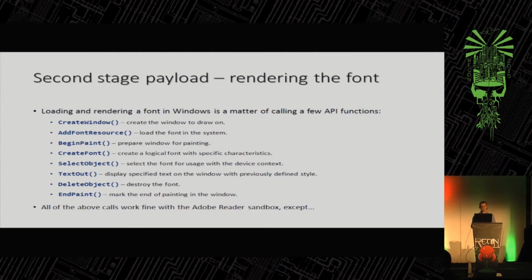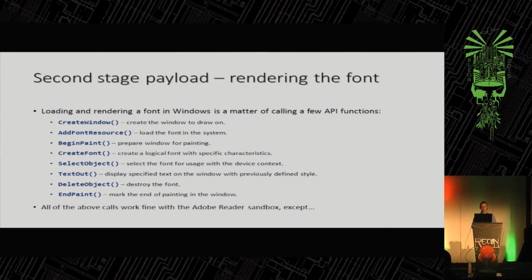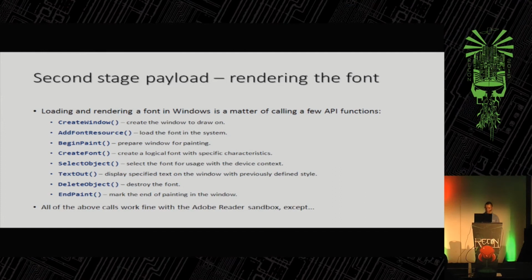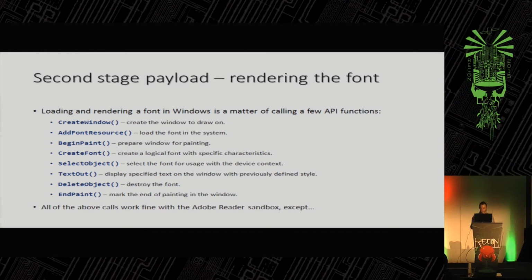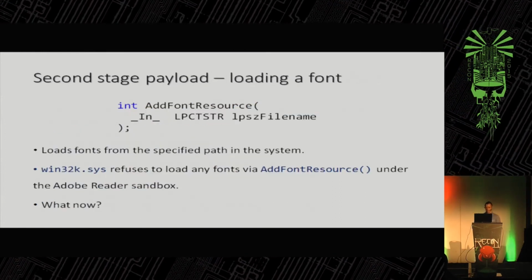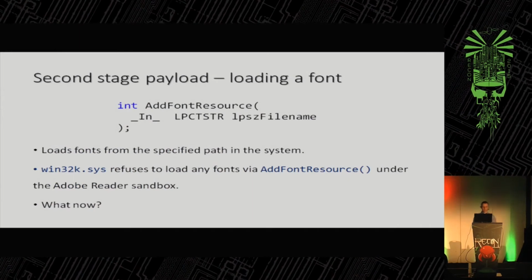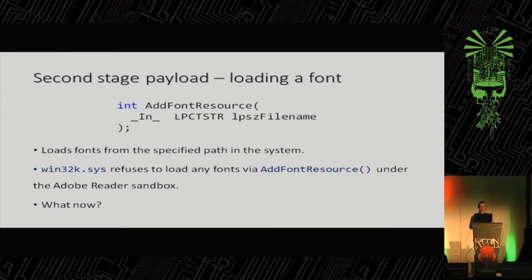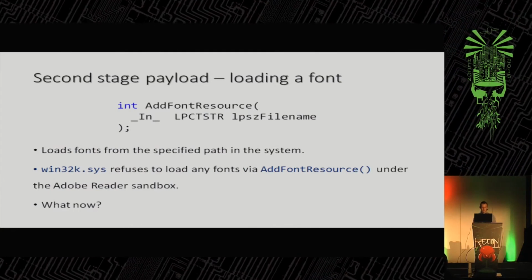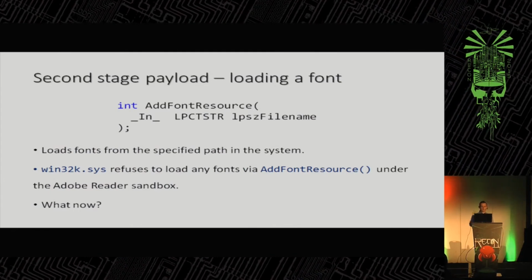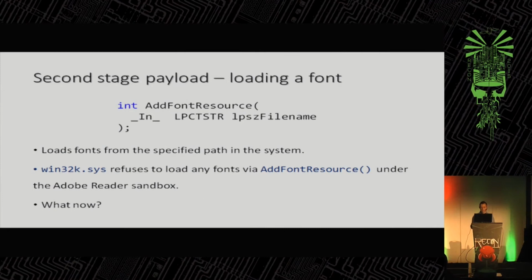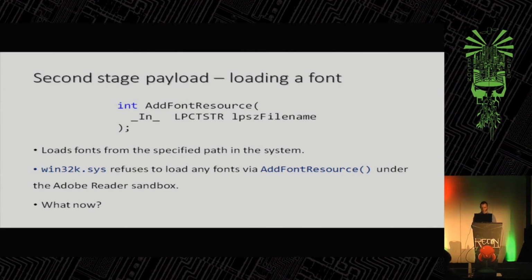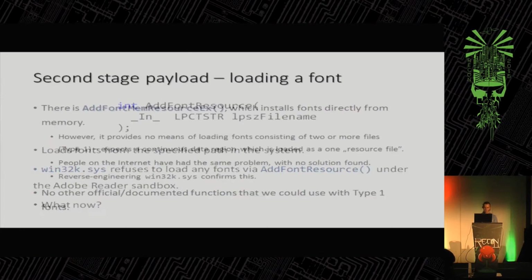And it turns out that all of them actually work fine inside of the sandbox, because Win32k access is not blocked in Adobe Reader, except one function, and yeah, the most important one: loading the font. So what I saw is that Win32k doesn't really want to load any fonts via the function, which, by the way, takes the file name of the font that we want to load, under the Adobe Reader sandbox. So that's a bit of a problem.